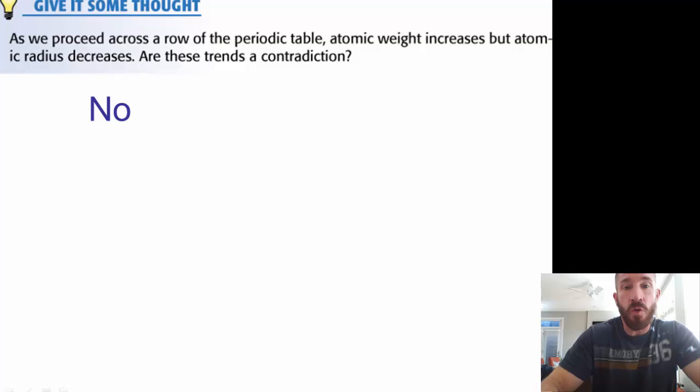As you go to the right, we're increasing the number of protons, which is increasing the effective nuclear charge, and so atoms get smaller in a row as you go to the right because of that extra pull from those added protons that aren't shielded by the electrons that are added.